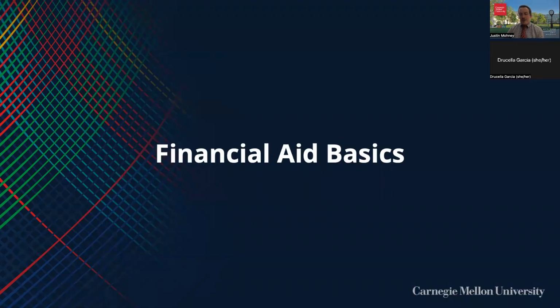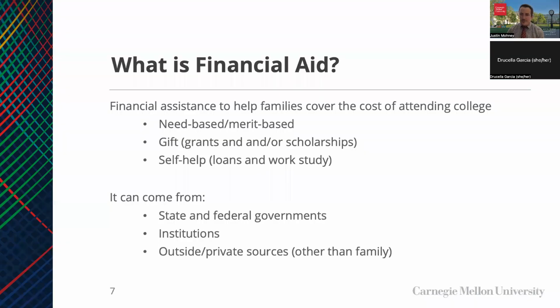I now want to shift to talking a little bit more about some of the basics of determining financial aid, a little bit of what's happening behind the scenes as you go through the application process. And the first thing to actually talk about is what exactly is financial aid? Well, financial aid encompasses any sort of financial assistance that helps a family to cover the cost of attending a college or university over the course of a 9-month academic year.